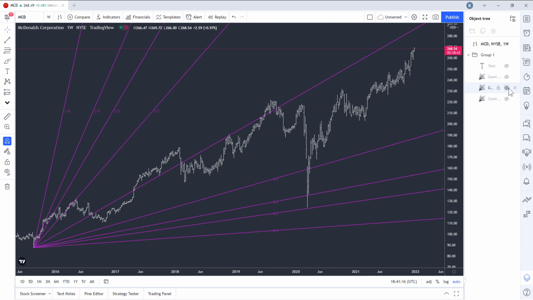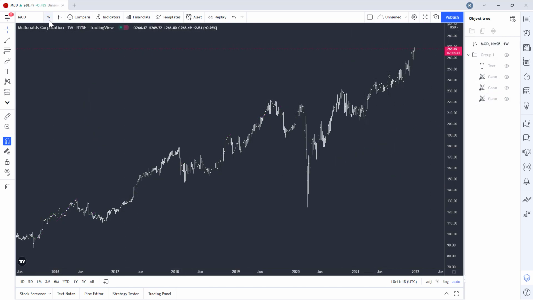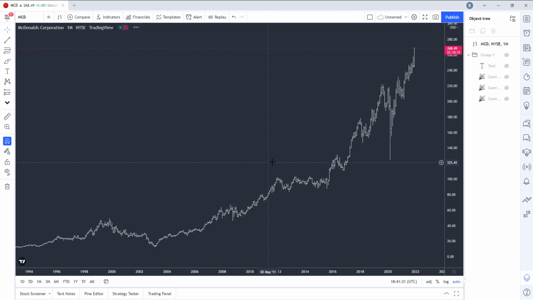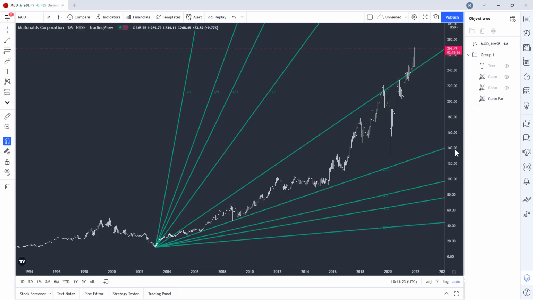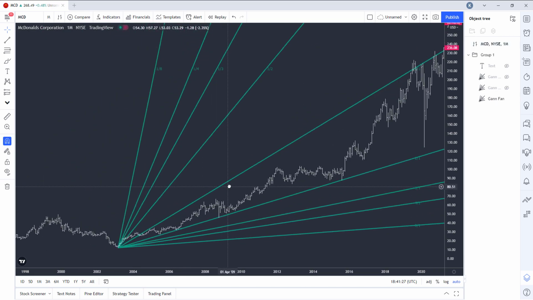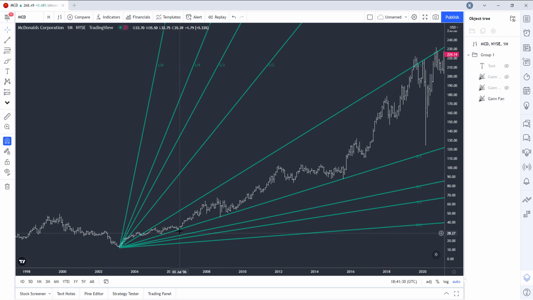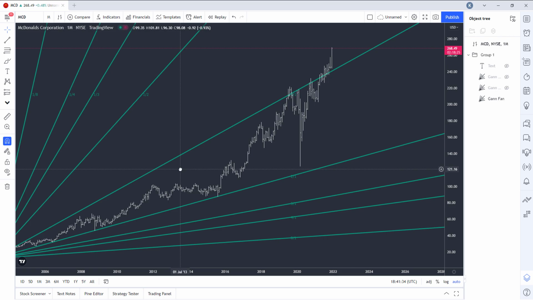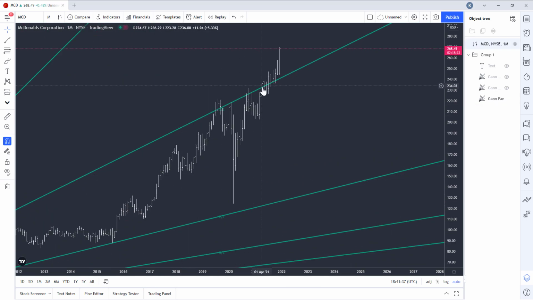So let's see one monthly angle. Let's open up. So this is how a monthly angle would look. You see here it is acting as support, and from here price reached out to the one by one angle, right? So the stock is very bullish from here.